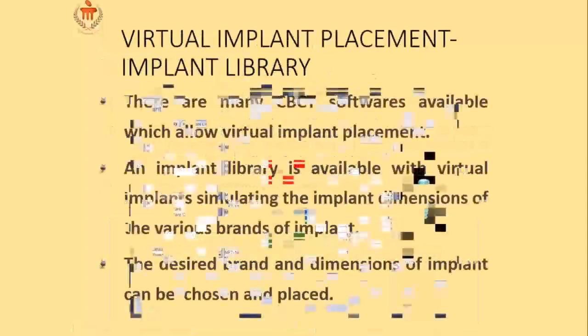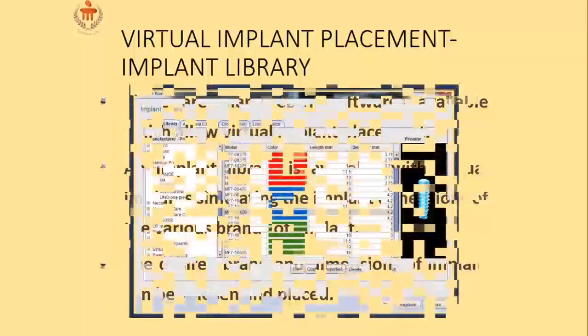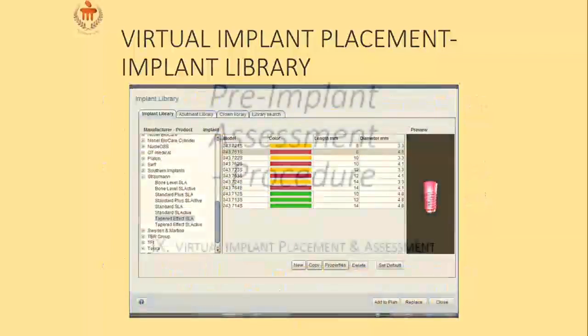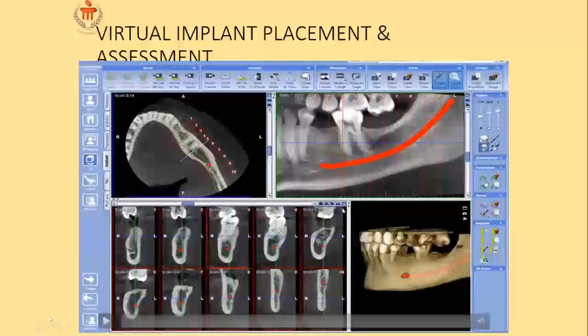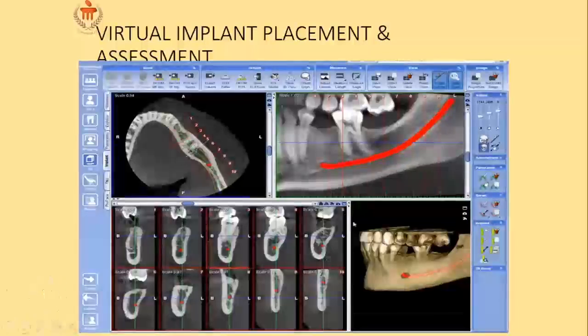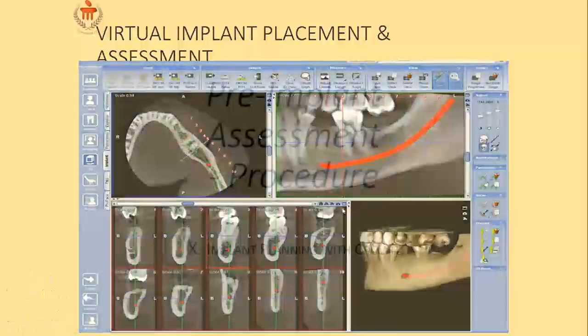And then, of course, each of the softwares is different. You have an implant library, or you can actually pick the implant and then place it there. That's called virtual implant placement. So you can just position the implant there. That was after the nerve tracing is done. So you get that nice nerve tracing done there. Then you place the implant with a crown.